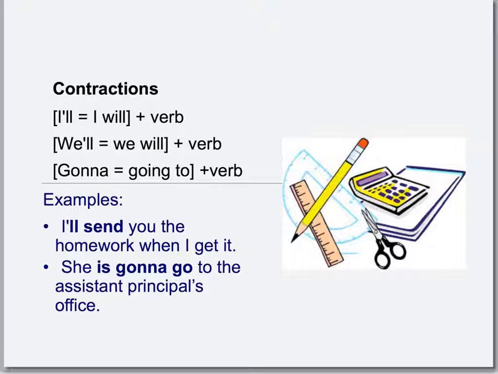For example, "I'll send you the homework when I get it." "I'll," a contraction of "I will," is accompanied by a verb. "She is gonna go to the assistant principal's office." Is accompanied by the contraction "gonna," which is a contraction of "going to," and accompanied by the verb go. Remember that these contractions are not always used in an academic setting, but they are important in everyday English conversation.